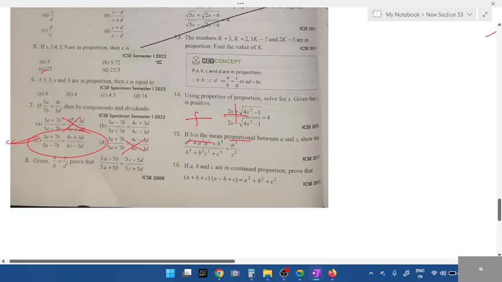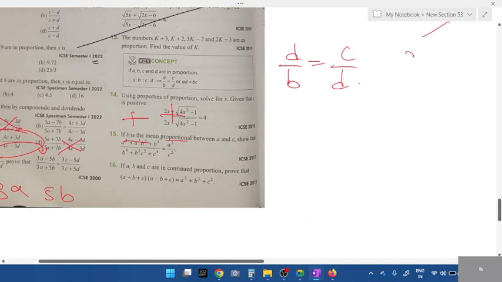What is given? A, B, C, D is given. And what else is given here? Along with A, what do we have? 3. And along with B, we have 5. So let me take this equation. A by B is equal to C by D, students. But what is the answer given? What you have to prove? 3A minus 5B divided by 3A plus 5B.